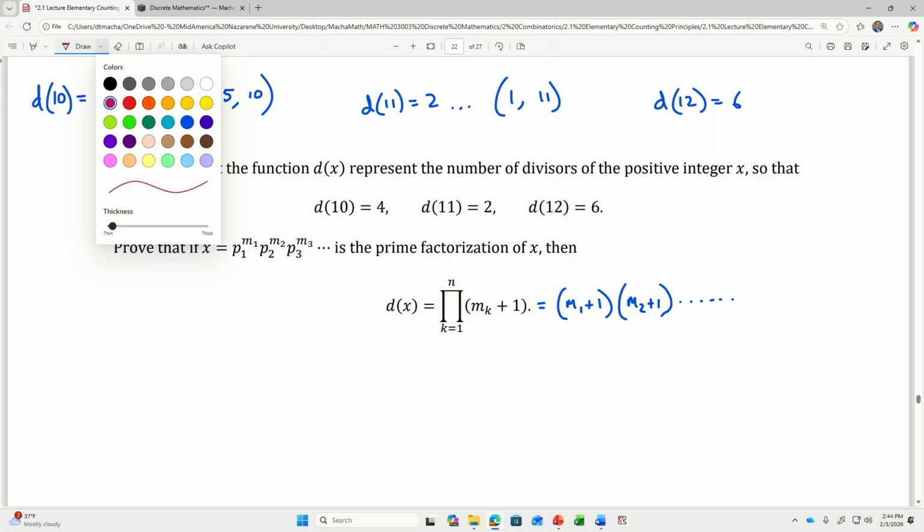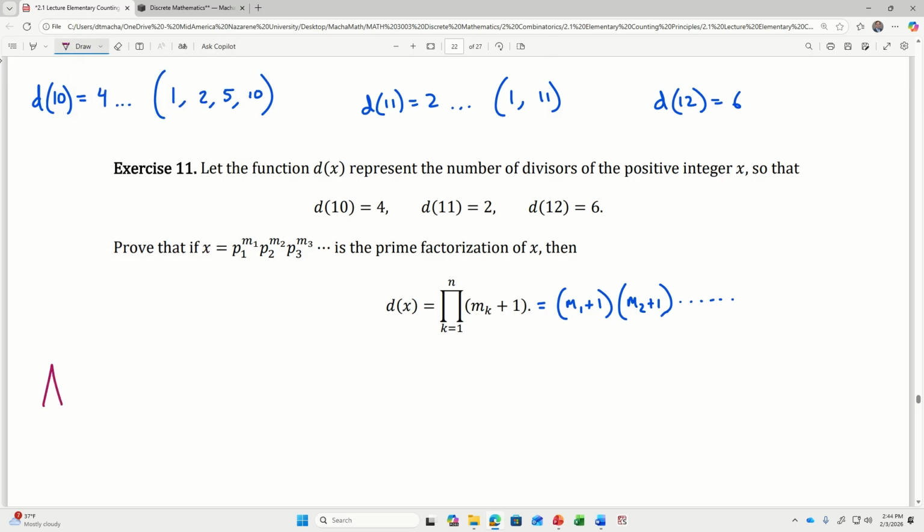So I would start off my explanation by saying a divisor of x is a number that has to have the same exact primes in the prime factorization, p1, p2, p3, and so on. But for a divisor, it doesn't have to have the same exponents on the primes in the prime factorization.